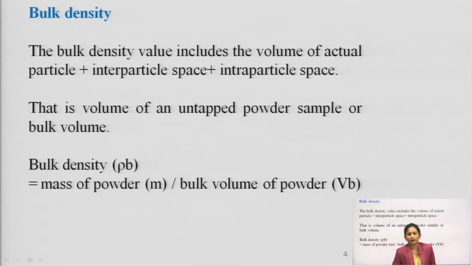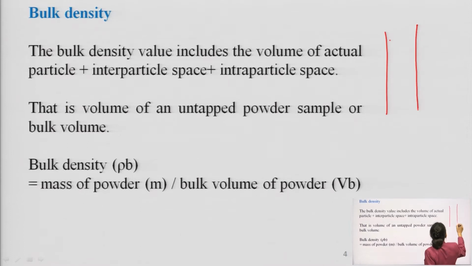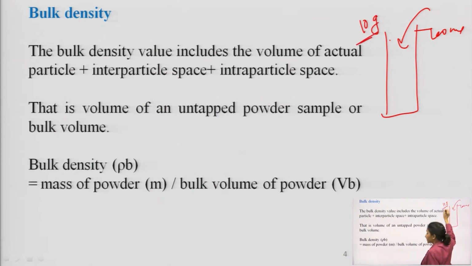So, how will you determine the bulk density? Simply, you fill a weighed amount of the powder in a measuring cylinder. Suppose you have a measuring cylinder of 100 ml capacity, just fill 10 gram or 5 gram of powder in this measuring cylinder. So density equals mass upon volume. Right now we are discussing only the bulk density.